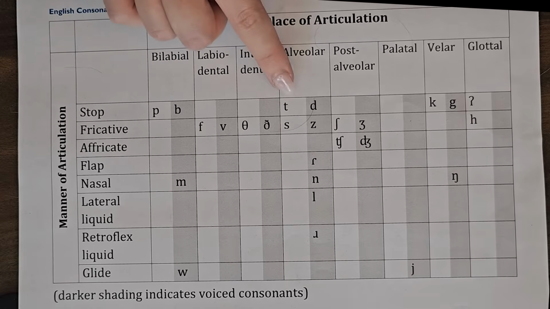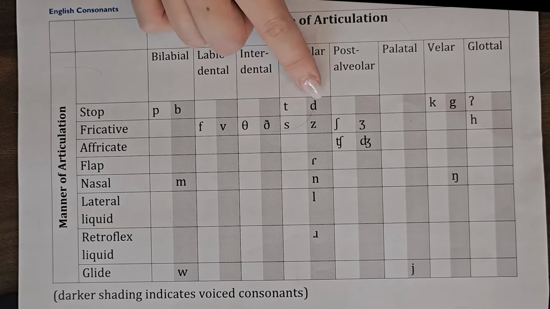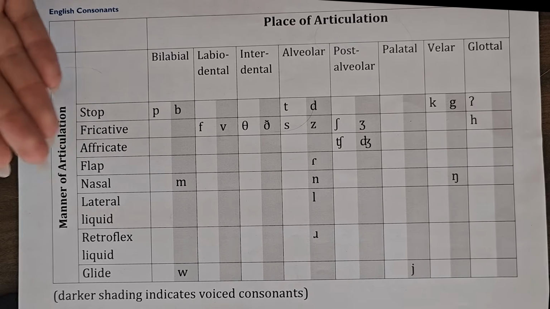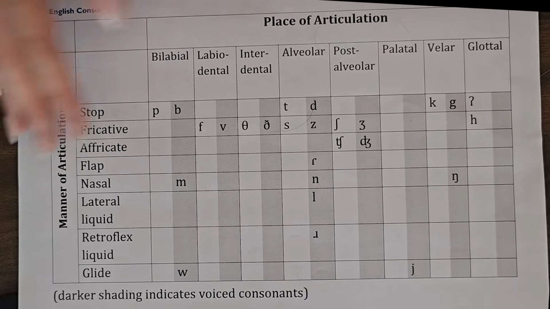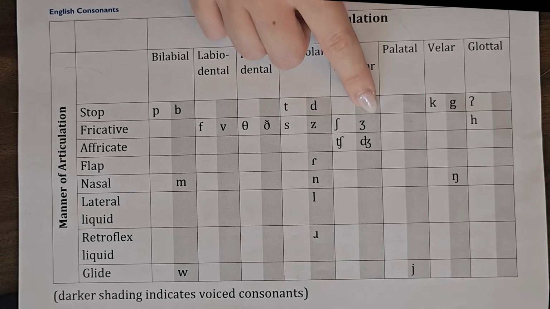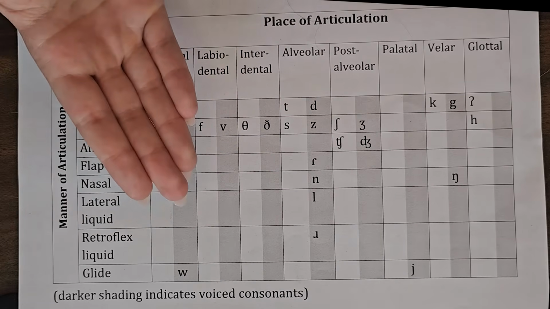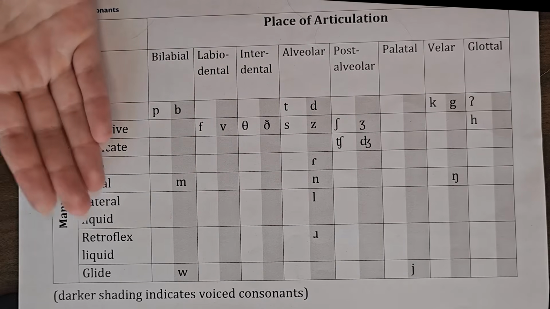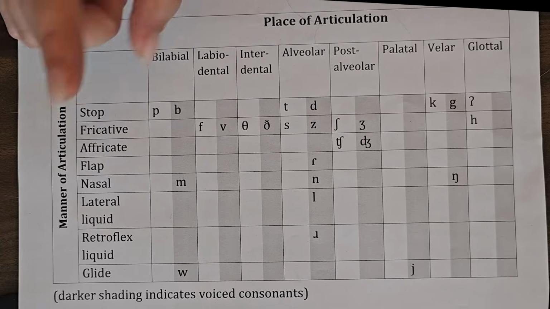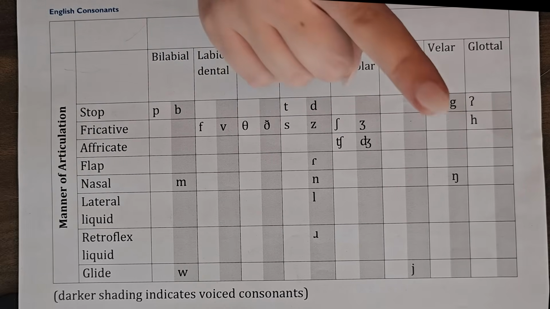So as you can see, some of these symbols are very familiar. P, B, T, D, K, and G look more or less like how you would expect them to be represented in standard English spelling. But then we have a couple that are a little funny. Sh, zh, ch, j. You would expect to be represented by multiple letters in English spelling like SH or CH. But remember that in the IPA, we want one sound for one symbol, not two symbols for one sound.